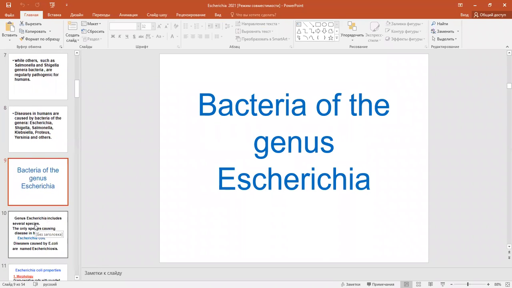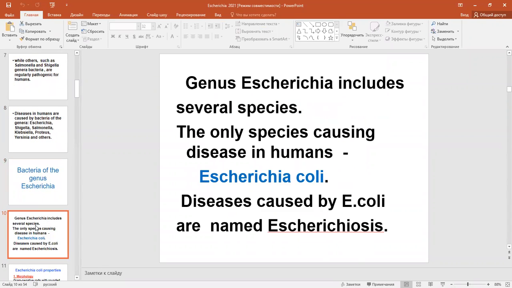What are they? The genus Escherichia includes several species, but the only species causing diseases in humans is Escherichia coli. Other species don't cause diseases in human beings. So diseases caused by Escherichia coli are named Escherichiosis in general.